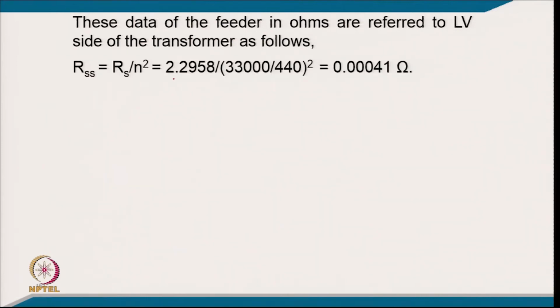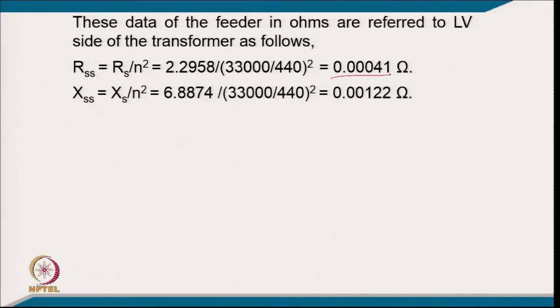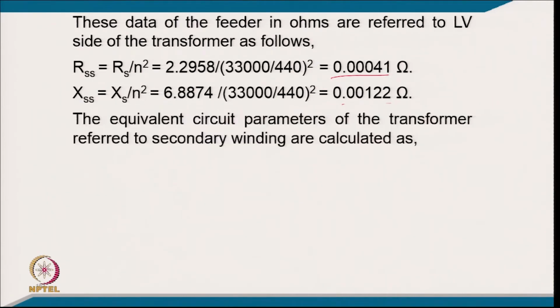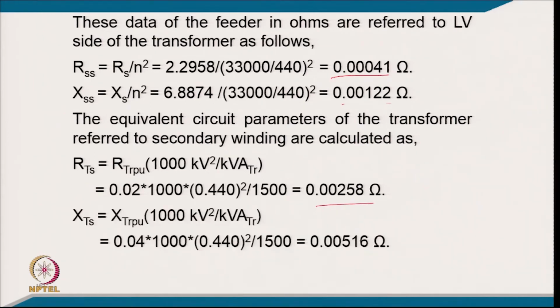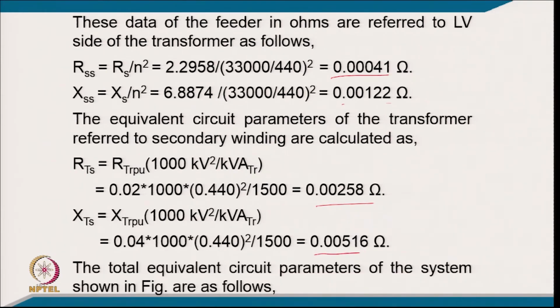So these are divided by turns ratio square. It comes like 0.0041 ohm, and reactance on the secondary side comes 0.0012 ohm. The equivalent circuit parameters of the transformer referred to the secondary are calculated similarly, then per unit multiplied by the base impedance. So it is 0.00258 ohm, and the reactance on the secondary side comes 0.00516 ohm.